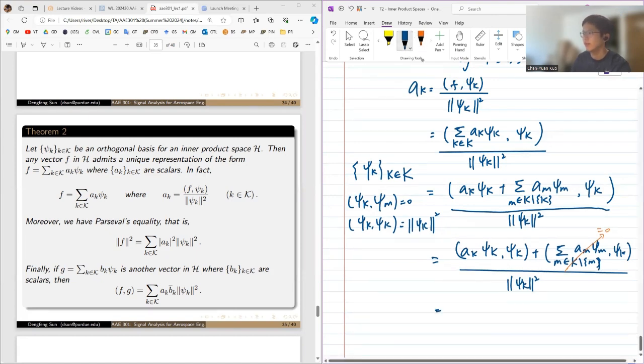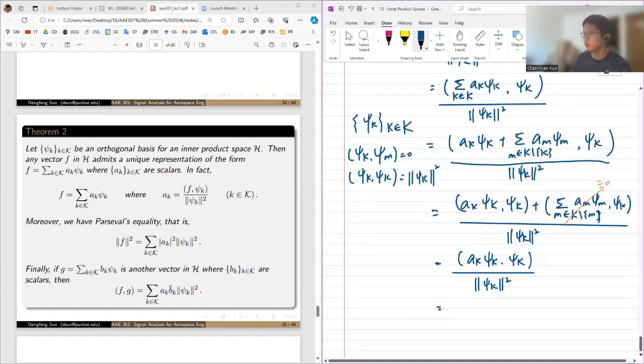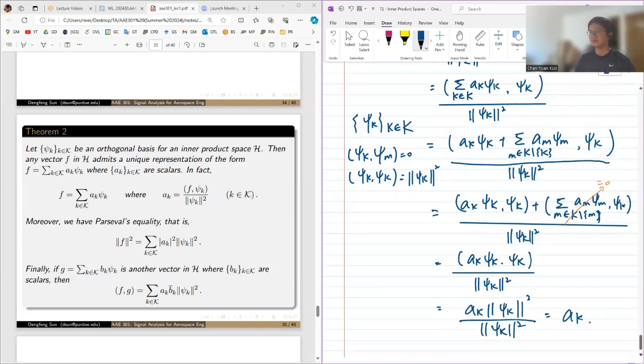So in the end, we will be left with the inner product of ak psi k and psi k divided by the squared norm of psi k. So this is basically just ak times the squared norm of psi k divided by the squared norm of psi k, and so in the end we have ak. Great.